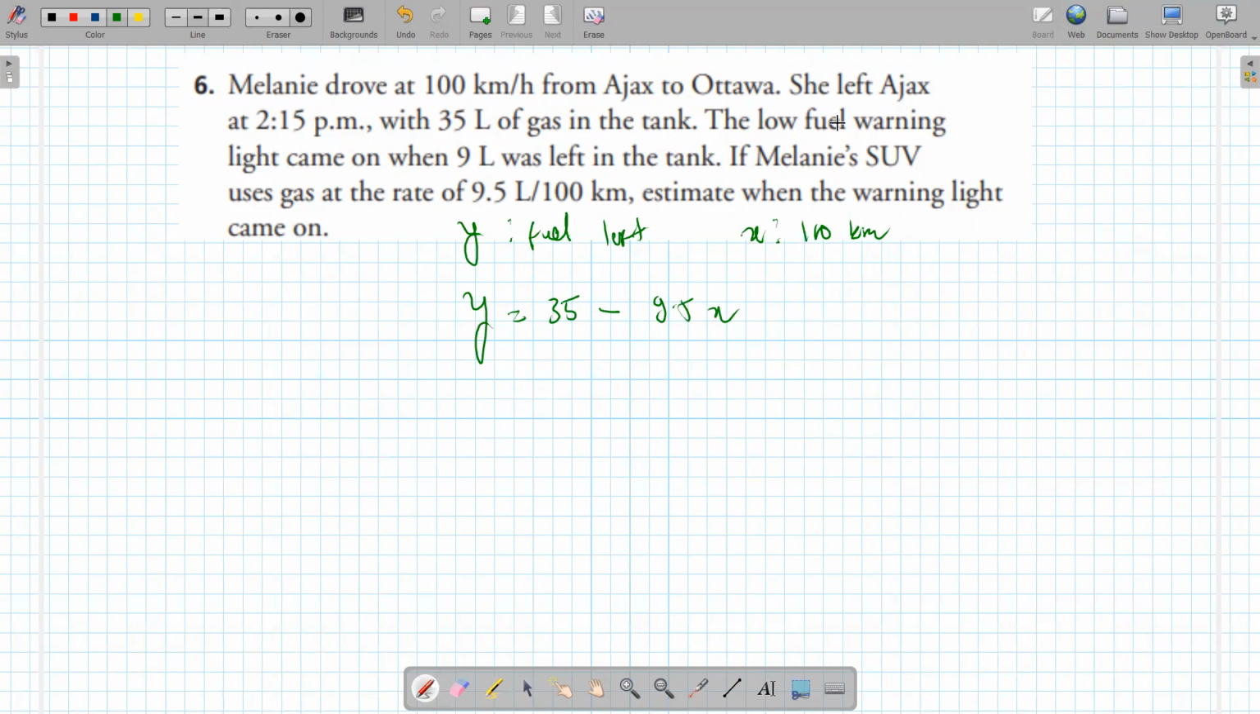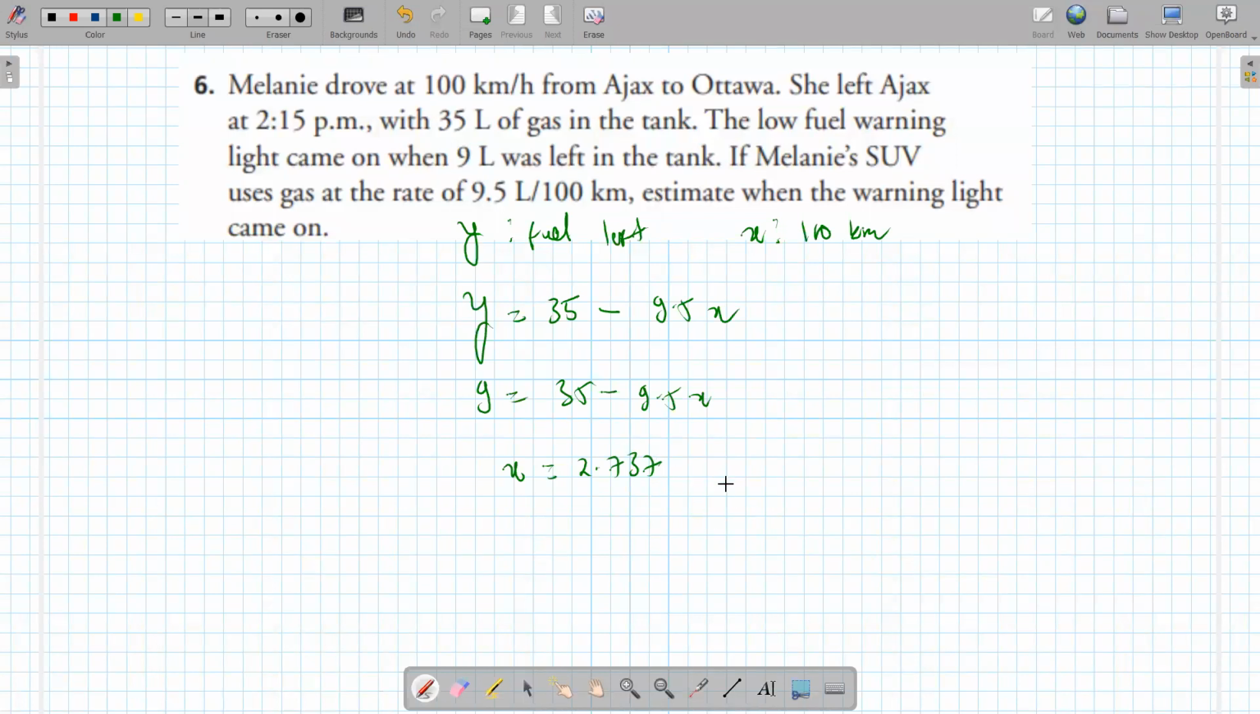Okay, so the low fuel warning came when 9 liters was left. Is this y or x? It's y. So using this, we're gonna find what our x value is. So 9 minus 35 divided by 9.5. So the x value is 2.737.